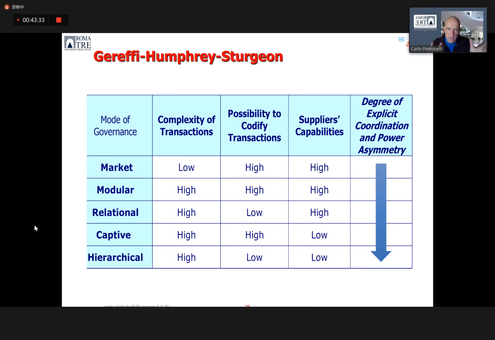And then additional intermediate forms of governance would prevail depending on the level of complexity of transactions, the possibility to codify transactions, and the capabilities of suppliers involved in this value chain. Let me try to go over this table very quickly. Whenever transactions are of little complexity, and the possibility to codify transactions and the capability of suppliers are high, the market would tend to prevail. But whenever transactions are complex to carry out, then there's a variety of different options that could prevail.